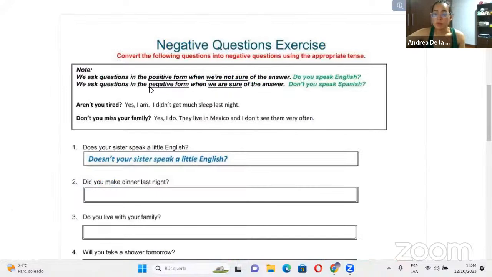It says we ask questions in the positive form when we're not sure of the answer. Do you speak English? But we ask questions in the negative form when we are almost sure of the answer. Don't you speak Spanish? Aren't you tired? Yes, I am. I didn't get much sleep last night. Don't you miss your family? Yes, I do. They live in Mexico.